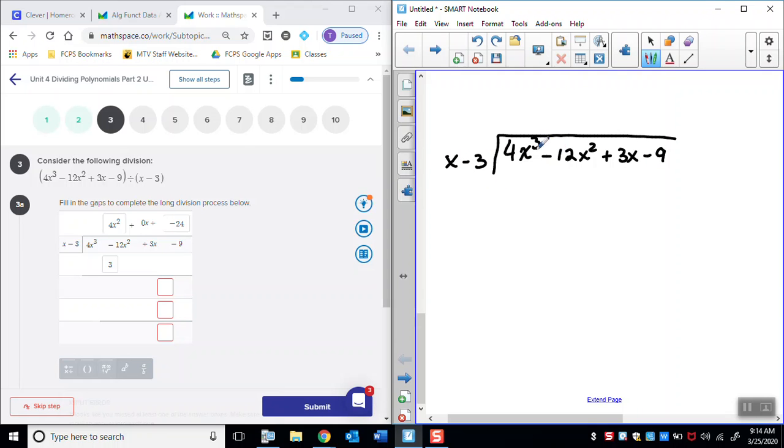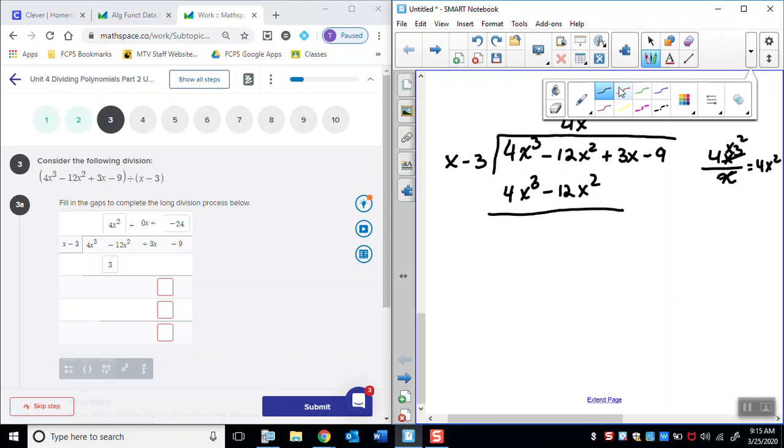Okay, so we do 4x cubed divided by x, and we get 4x squared because one of the x's gets crossed out. So I'm going to write that here, 4x squared, and then we multiply it out. 4 times x is 4x cubed. 4 times negative 3 is negative 12x squared.